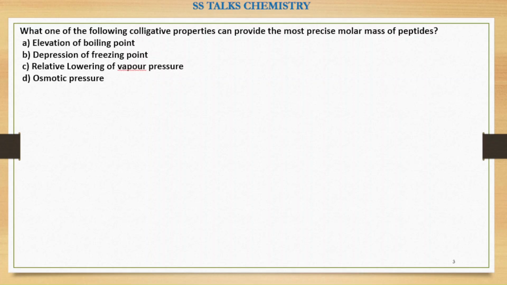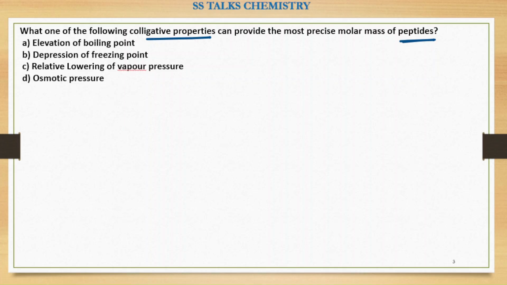It says: which one of the following colligative properties can provide the most precise molar mass of the peptides? Peptides, we know, are polymers of amino acids. To find their molar mass, firstly, what are colligative properties? Colligative properties are those which depend only on the amount of the substance. They are not dependent on the nature of the substance that you have. Okay, so these are your colligative properties.